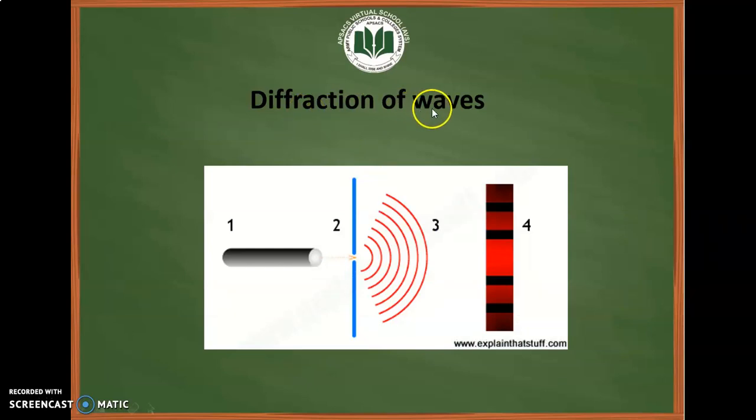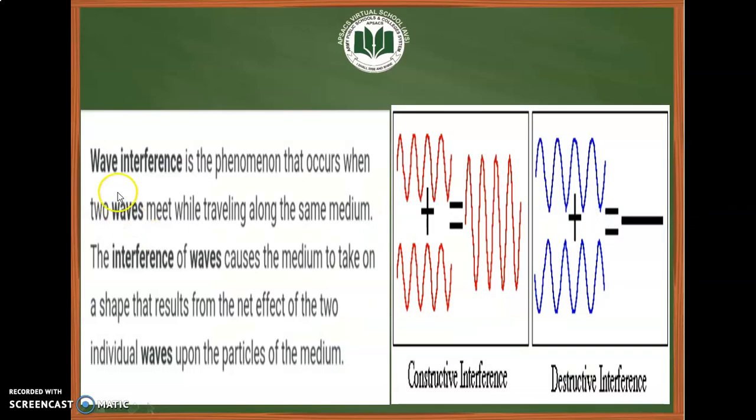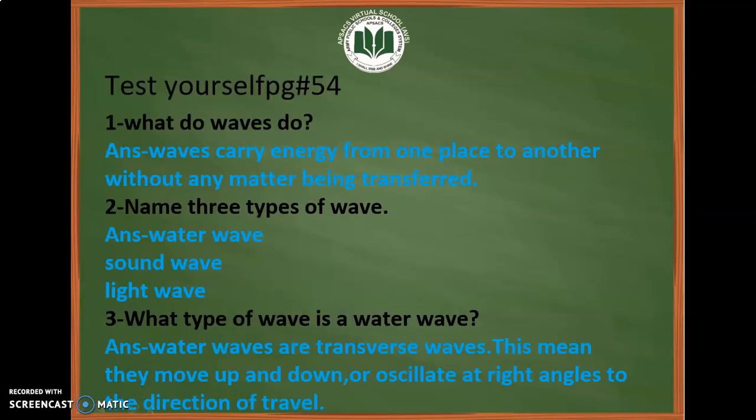The next one is the diffraction of the waves. Diffraction is when waves spread out after they pass through a small opening. Waves are spreading out when they pass through a small opening. This is known as diffraction of the waves. Wave interference is the phenomenon that occurs when two waves meet while they are traveling in the same medium. It can be constructive interference or destructive interference.